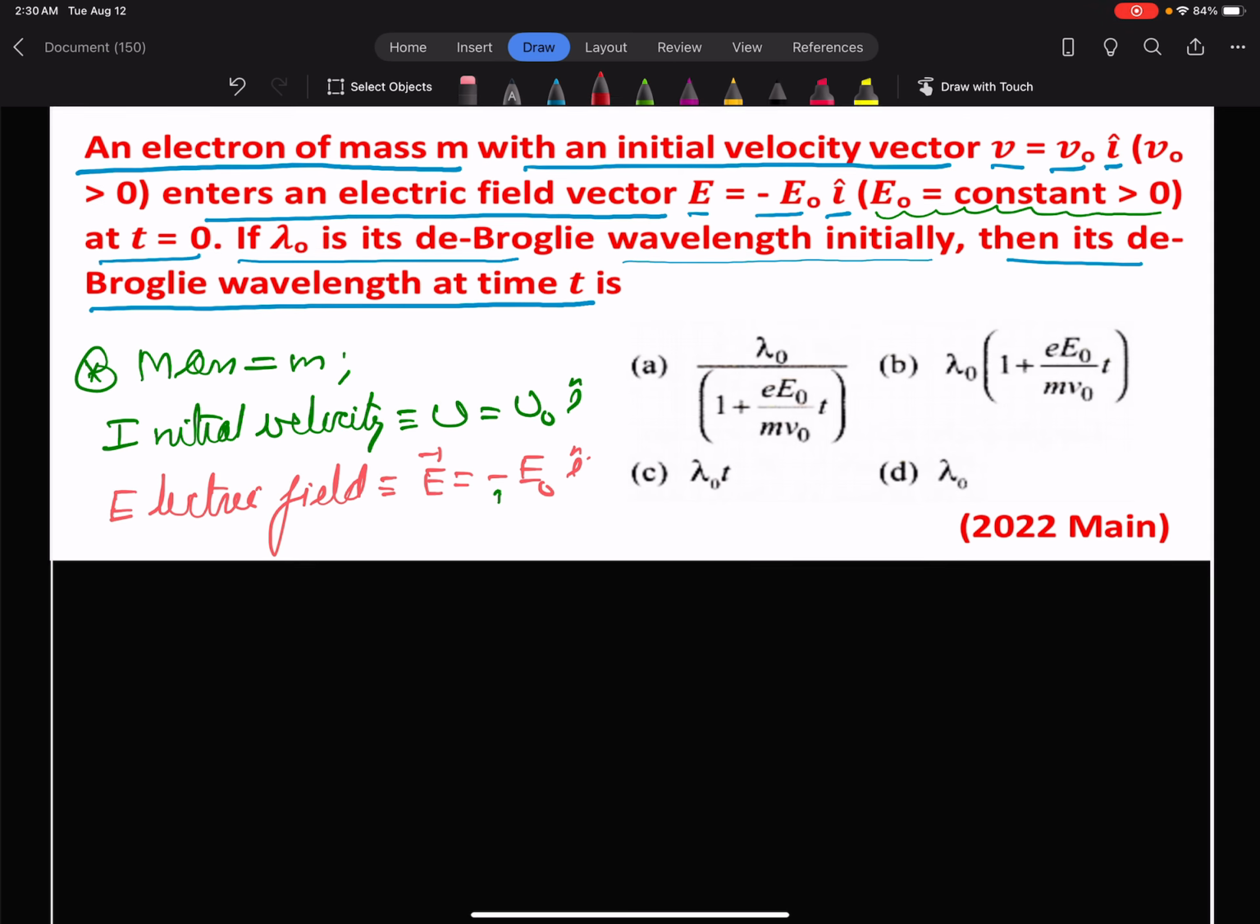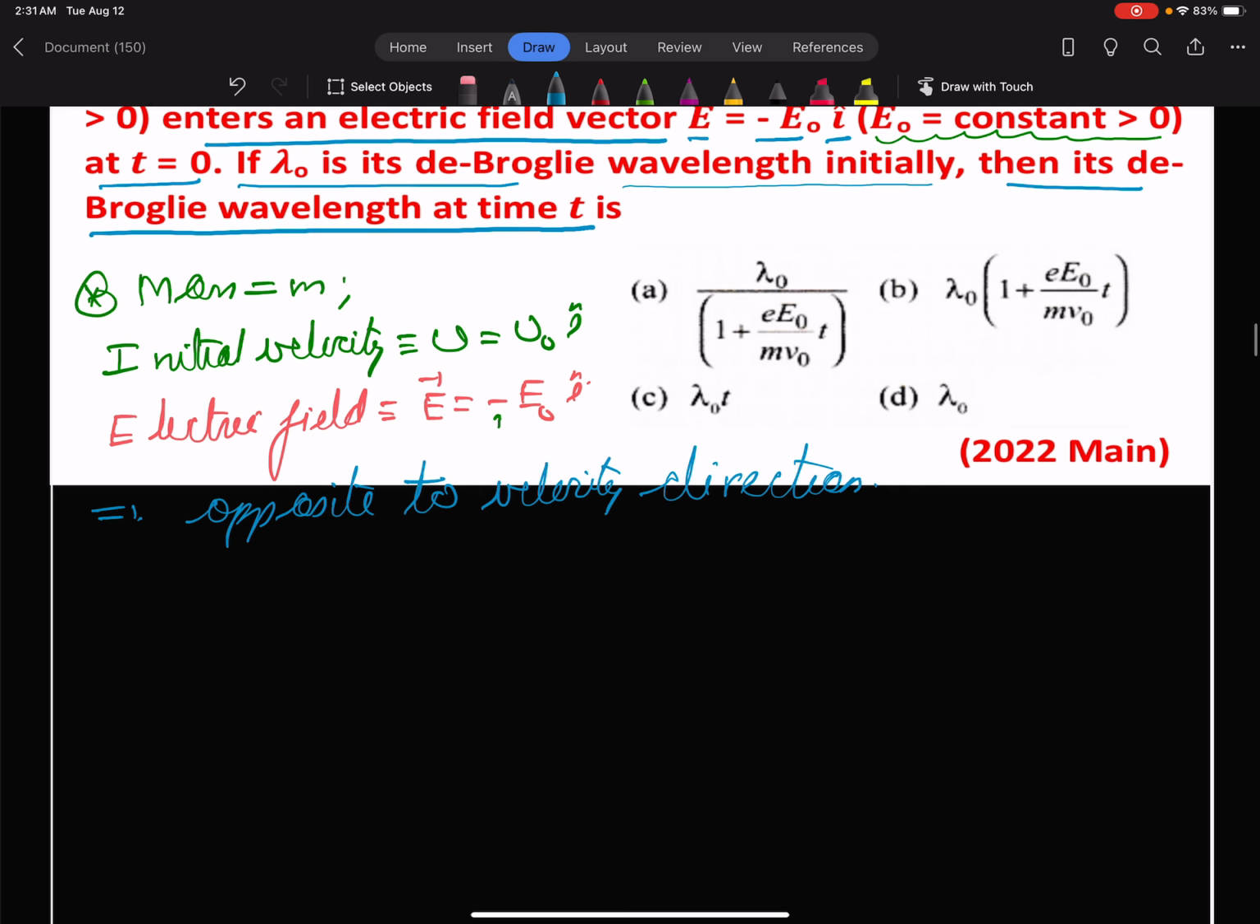So we can write from here that it is opposite to the velocity direction. And we are also given a de-Broglie wavelength.